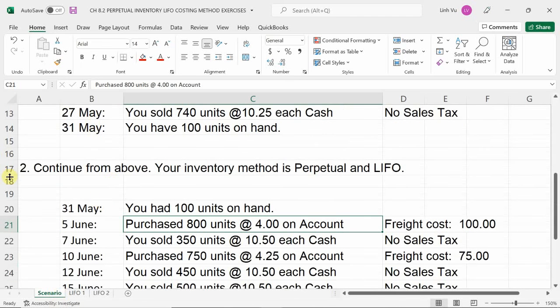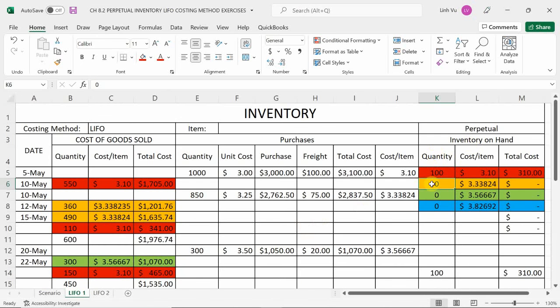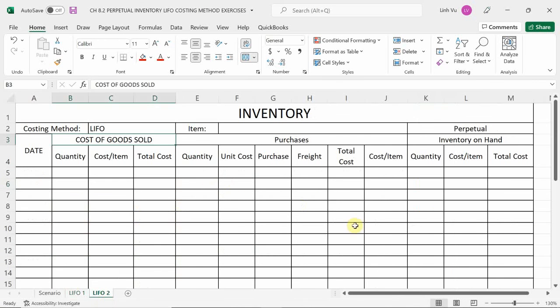Because again, part 2 says continue from above. Your inventory method is Perpetual and it is Lifo. So in this case, May 31st, it tells you that you had a grand total of 100 units left on hand. We do know that because we just solved for it from our inventory worksheet. And I only have one batch of inventory costing at $3.10, giving me a total cost of $310. So I'm going to take this information and transfer it into my inventory worksheet here. So I have 100 units at $3.10.